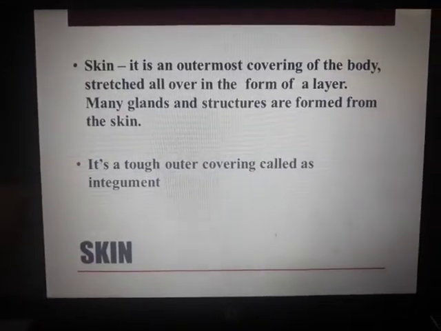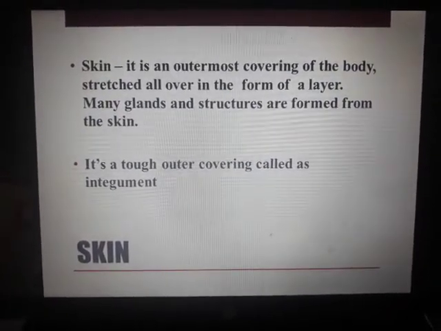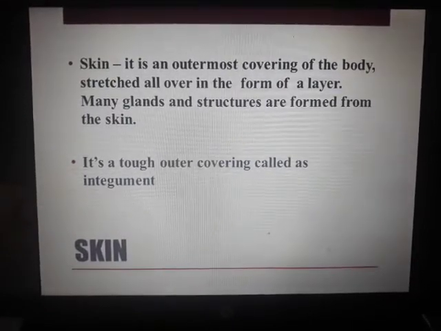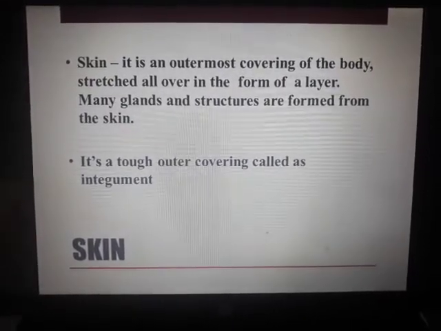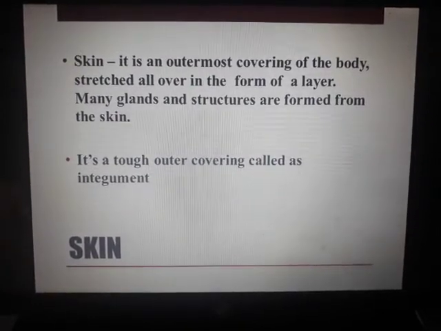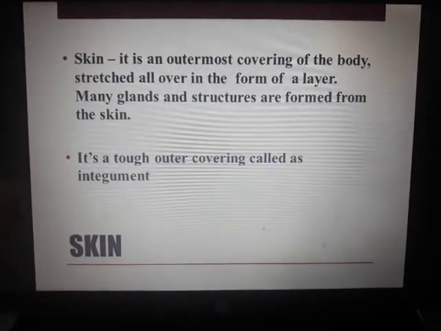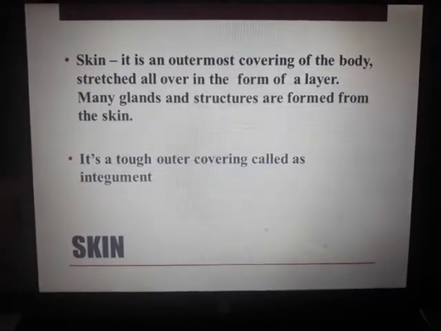The next is, it is stretched all over our body in the form of a layer, and many glands and structures are formed from the skin, which we are going to see. That is why it is important, and that is why it is called a jack. It's a tough outer covering called the integument, so it is also called the integument.